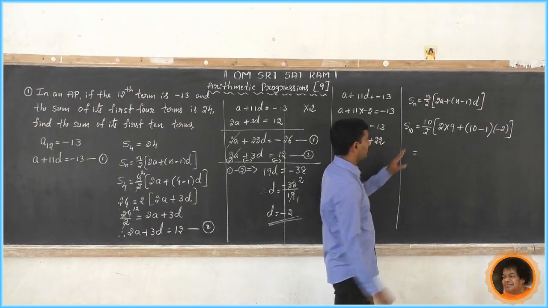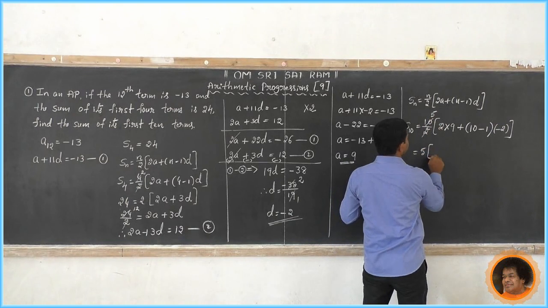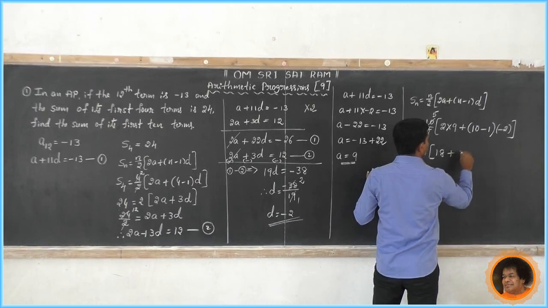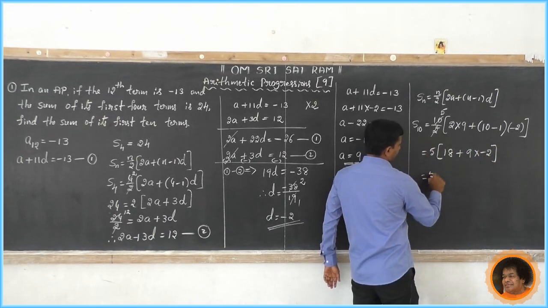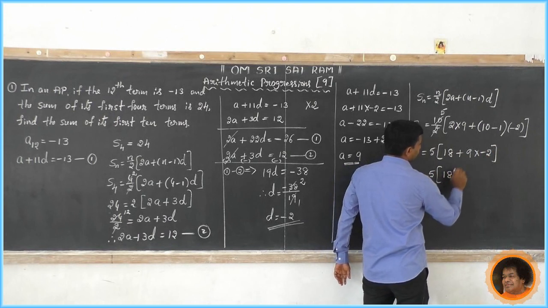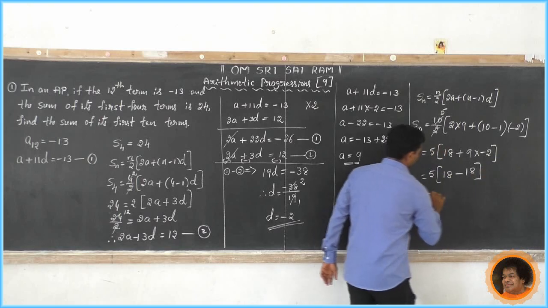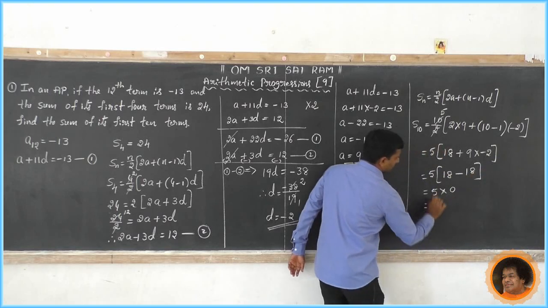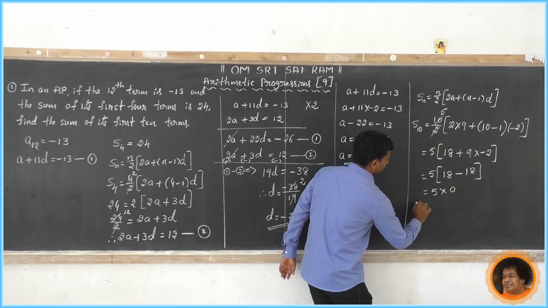On simplifying, so we get 2 ones are 2, 5 twos are 10. So 5 into 9 into 2 is 18 plus 10 minus 1 is 9 into minus 2. So equal to 5 into 18 plus 9 into minus 2 is minus 18. So equal to 5 into 18 minus 18, 0. So 5 into 0, 5 into 0 into any term, the sum is 0.